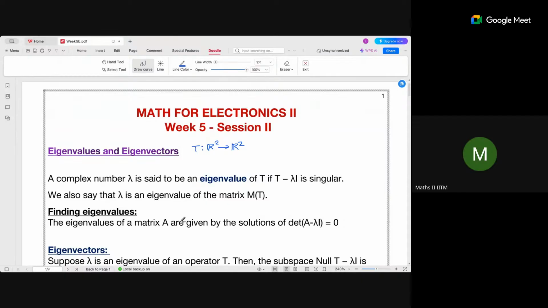The eigenvalues of a matrix A. Here A is nothing but the matrix of T. So if you have T, then the eigenvalues of T are the same as the eigenvalues of A. And how are we finding the eigenvalues of T? By calculating the solutions of determinant of A minus lambda I equal to 0.